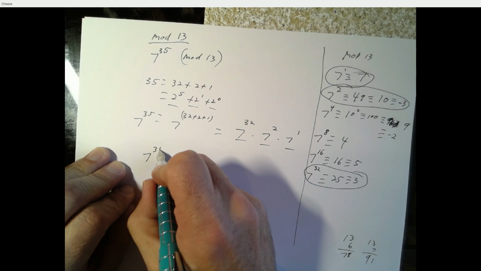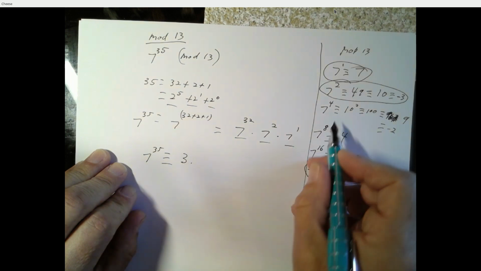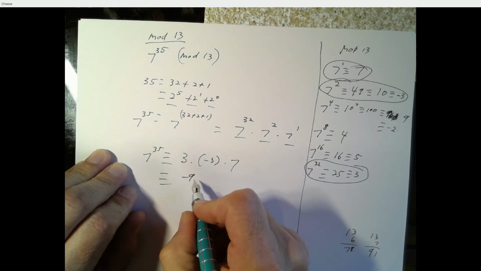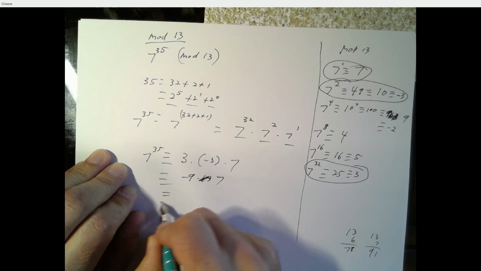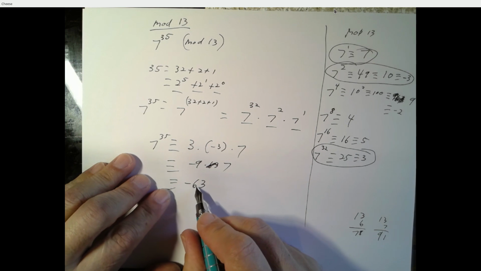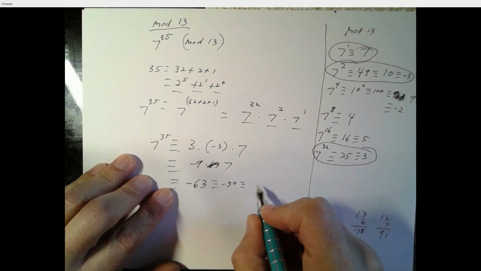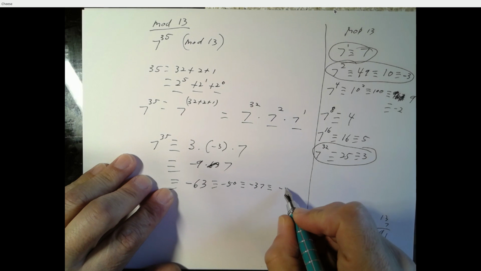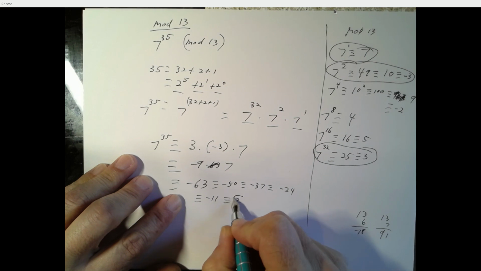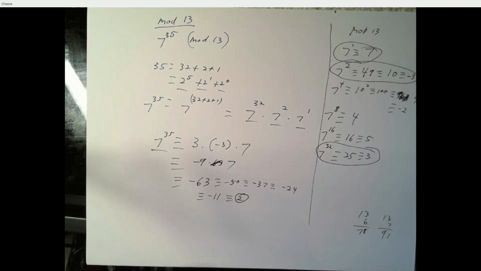And so 7 to the 35th is congruent to this thing times this thing times this thing. 7 to the 32nd is 3. 7 squared is congruent to minus 3. And 7 to the 1st is 7. This is minus 9 times 7, which is minus 63. And we've got to do a little work to find what this is, mod 13. But we can just start adding multiples of 13. So this is minus 50, which is minus 37, which is minus 24, which is congruent to minus 11, which is congruent to 2. So 7 to the 35th should be exactly 2 more than a multiple of 13.